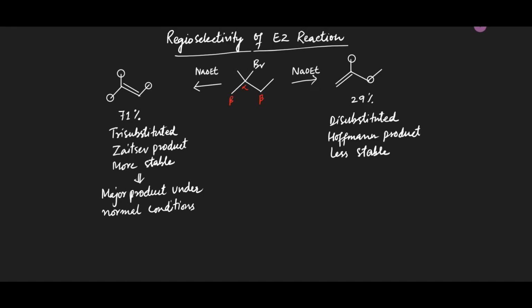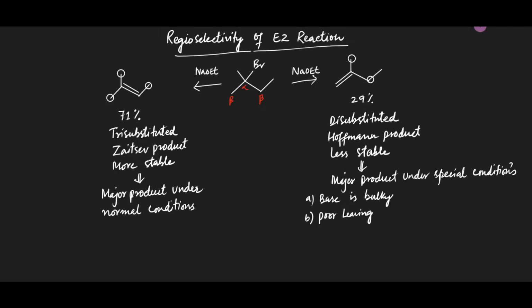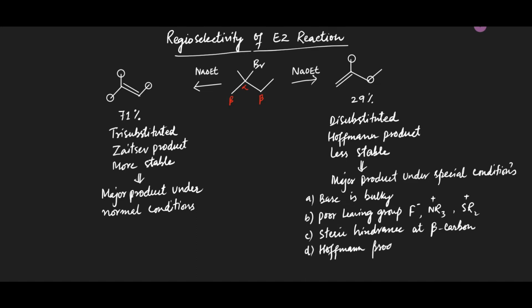Whereas the Hofmann product, being less stable, is the major product only under special conditions. First is when the base is bulky. Second, when the leaving group is poor, such as fluoride anion, ammonium or sulfonium groups. Third is when there is steric hindrance at the beta carbon. Fourth is when the Hofmann product is a conjugated alkene.